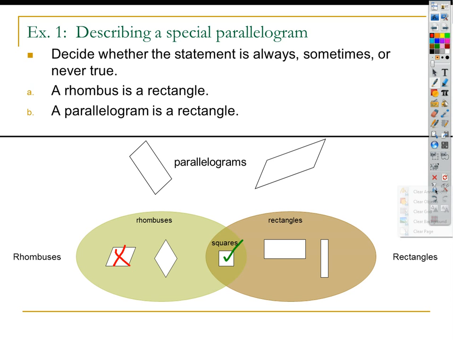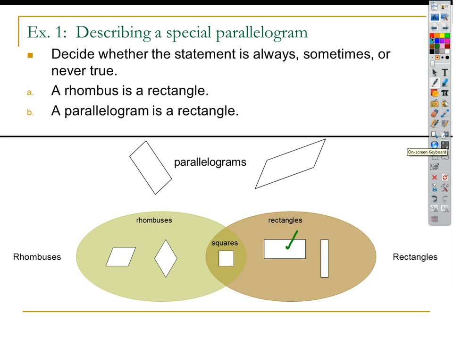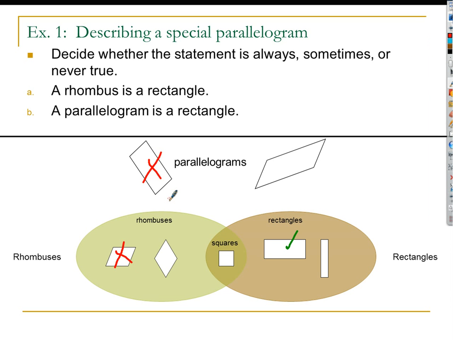A parallelogram is a rectangle. Can you find a true example of a parallelogram that is a rectangle? Well, I could pick a square if I wanted to. Sure, I could even just pick that one if I wanted. That's a rectangle, but it's also a parallelogram, right? Can you find a counterexample? Can you find a parallelogram that is not a rectangle? Yeah, that guy or that guy right there. I've got at least one of each, and so it's sometimes. Okay, I'm going to give you another one.